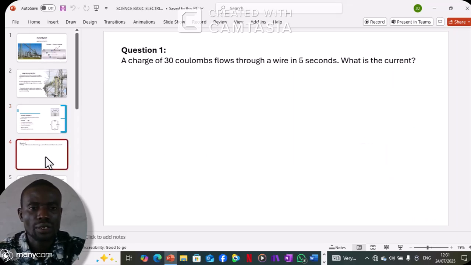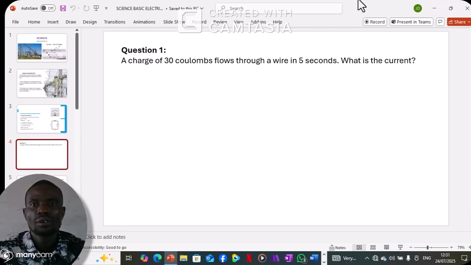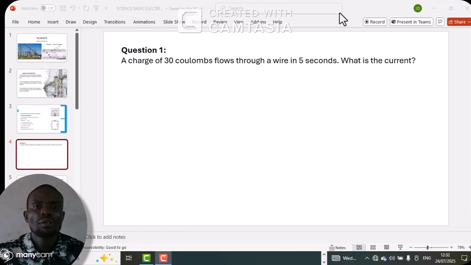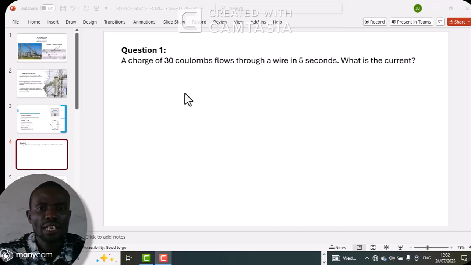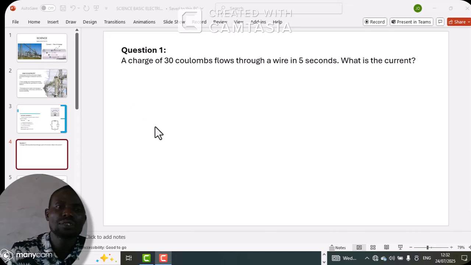A charge of 30 coulombs flows through a wire in 5 seconds. What is the current? So the charge here is 30 coulombs. The unit of electric charge is coulomb. Through the wire for 5 seconds. Time is 5 seconds. Then you have to use the formula.